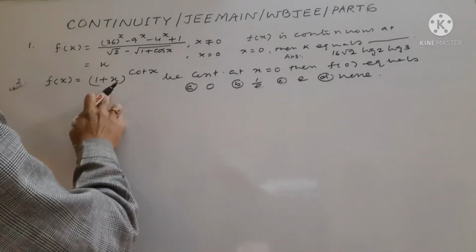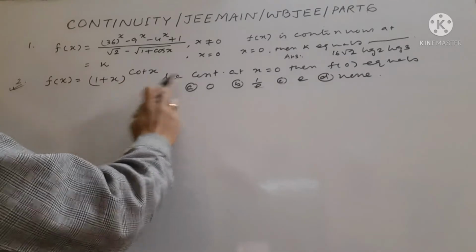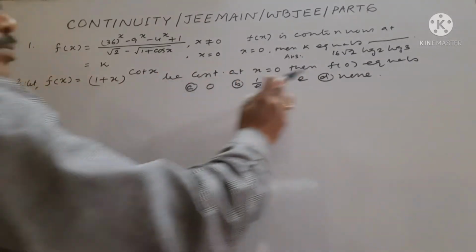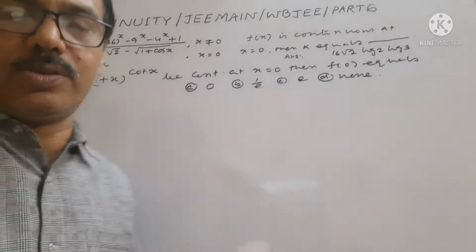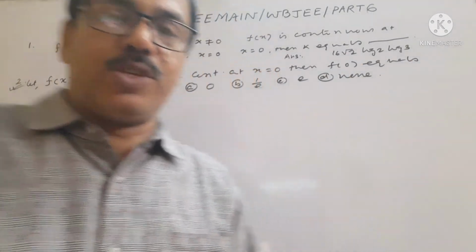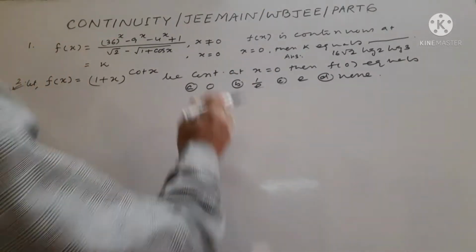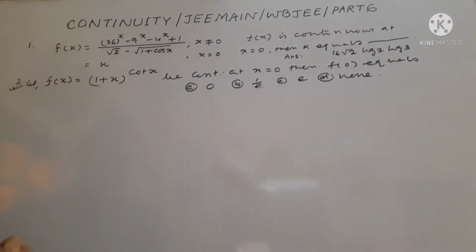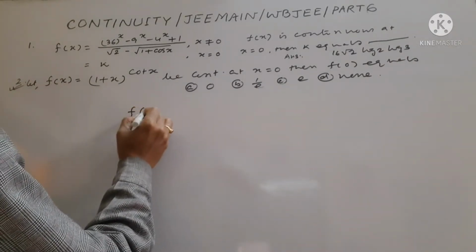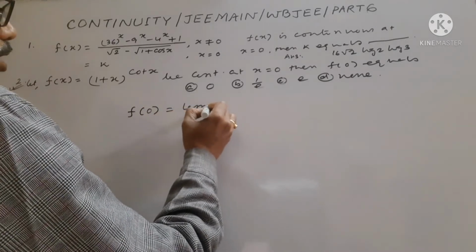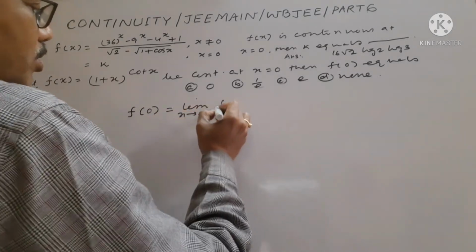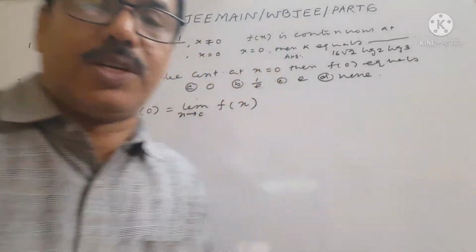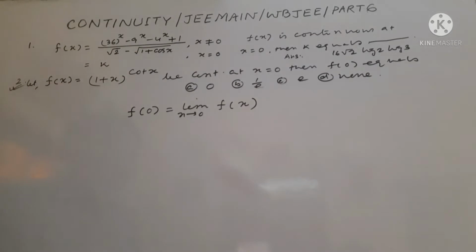f(x) equals (1 plus x) to the power cot x. It is continuous at x equals 0. Then find the value of f(0). So f is continuous. We have already discussed many problems of this type. Since it is continuous, f(0) equals limit x tends to 0 of f(x).